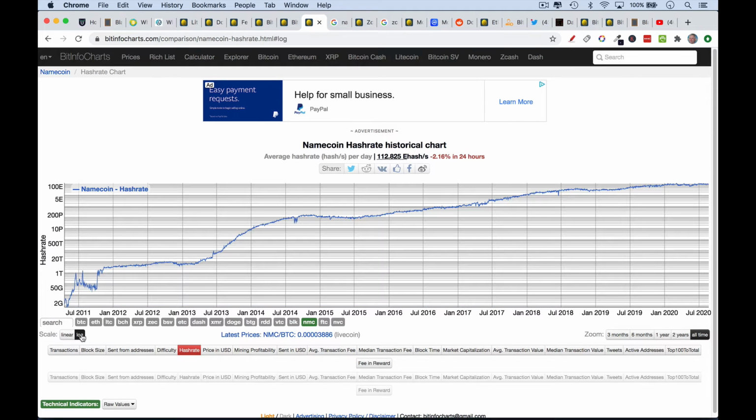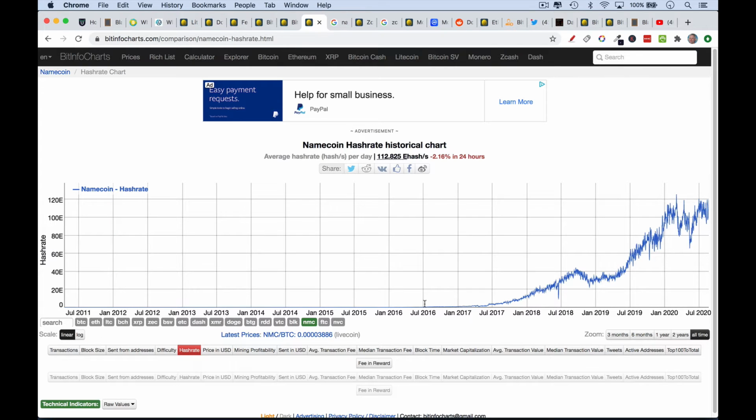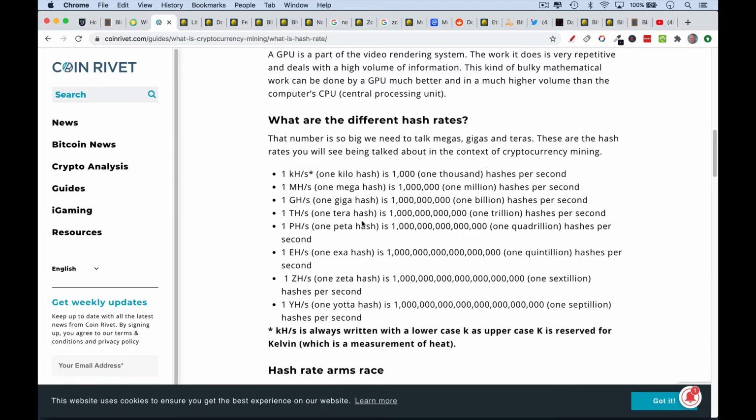We can flip to log and see it in log. Sometimes that makes it a little easier to view. But this is what I like to see. It's just like with a stock. You want to see the hash rate going from the bottom left side of the page up to the right side of the page. So Namecoin is looking promising just based on its hash rate. It's exahashes, it's not terahashes, so it's not quite at that. Actually, that is a good level.